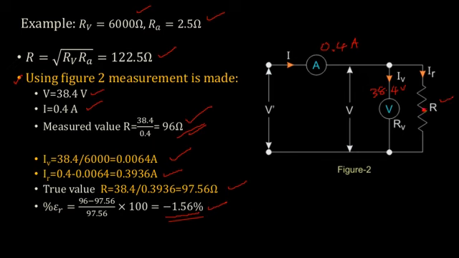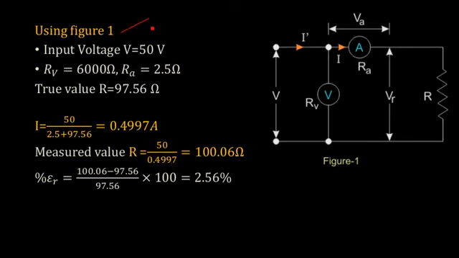So if I use the same resistor, but if I use circuit number 1, what will happen? Using figure 1, I am giving an input voltage of, suppose, 50 volt, and again I am using the same voltmeter and ammeter with 6000 ohm and 2.5 ohm respectively as the internal resistance values. The true value I know is 97.56. Now what is the value of I? I can be given by the input voltage divided by this resistance.